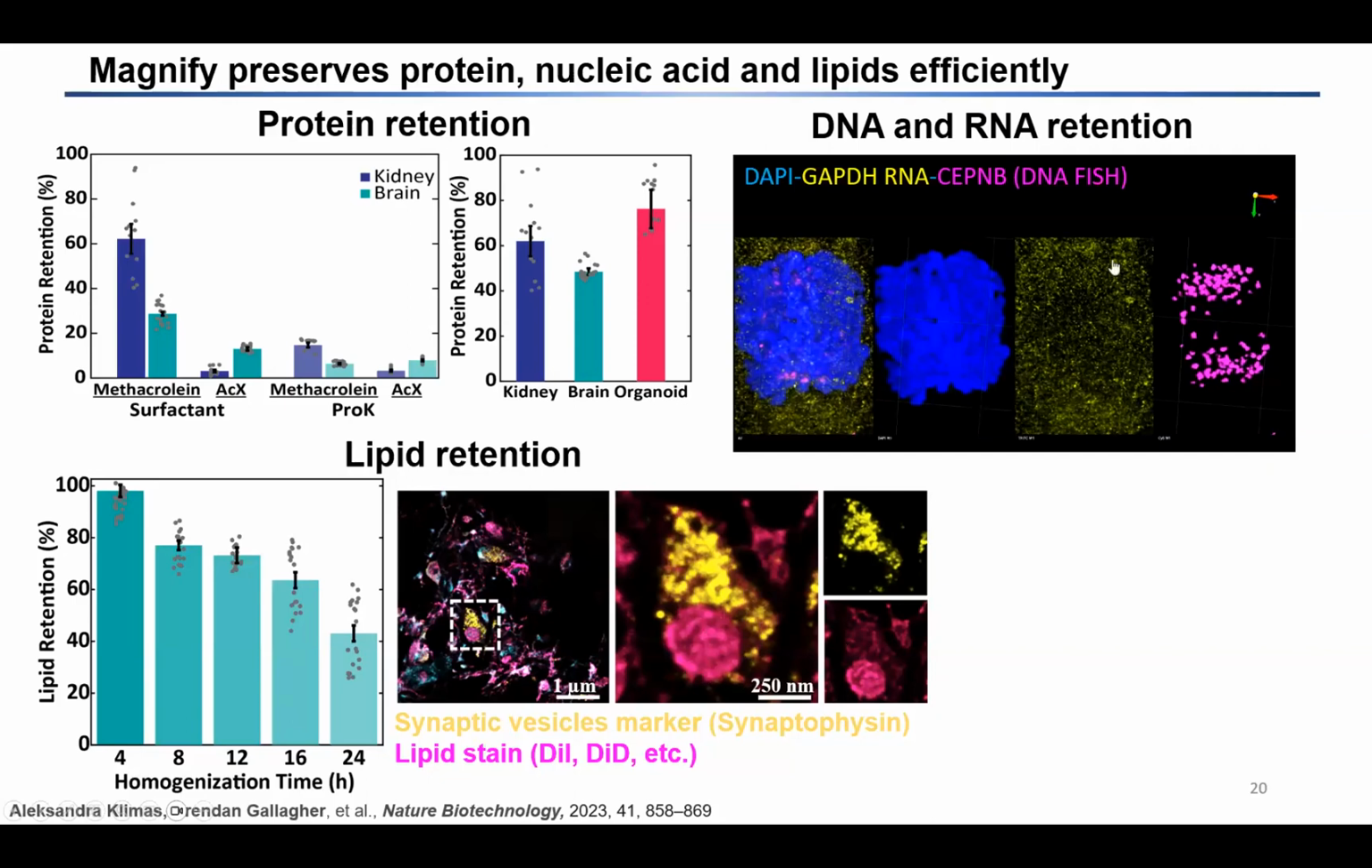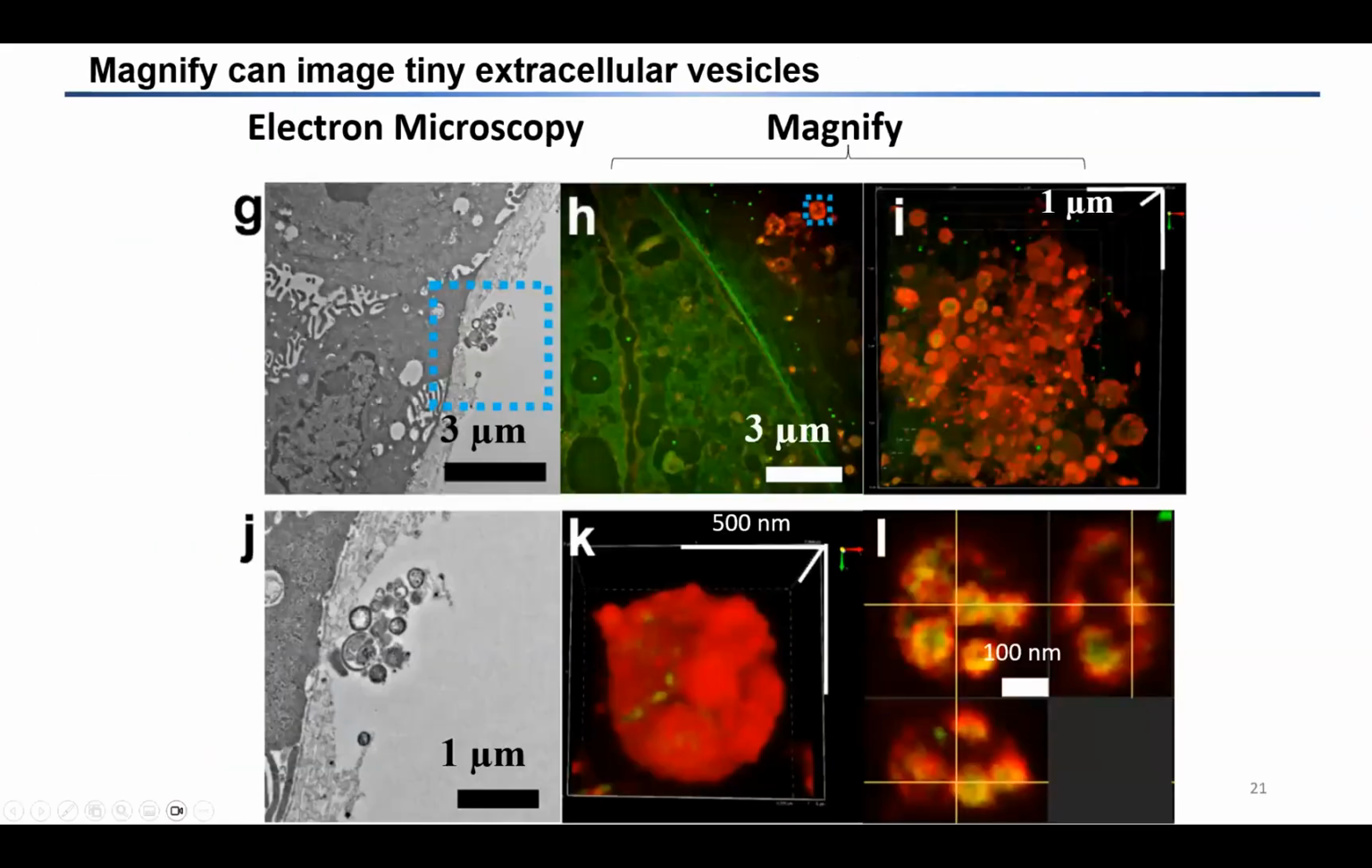And then also because we retain the nucleic acid, you can perform, for example, RNA imaging. You can perform DNA FISH. Of course, you can also stain the nuclei using DAPI. With this, you can do something interesting. For example, you can image clusters of extracellular vesicles. In this case, it's in human stem cell derived lung organoids.